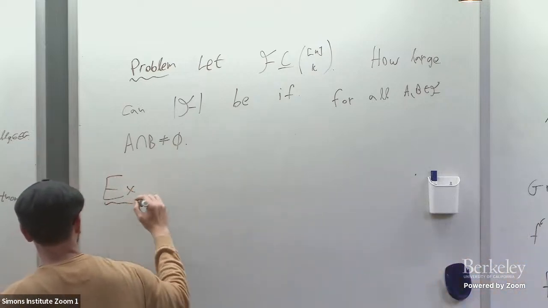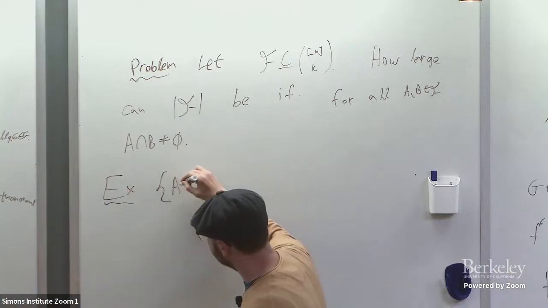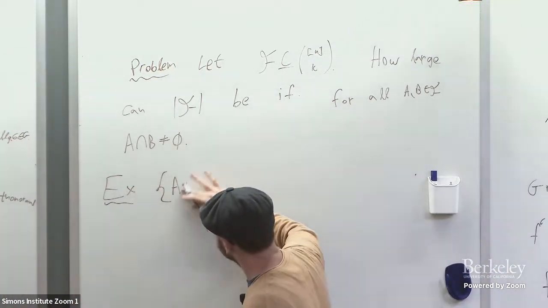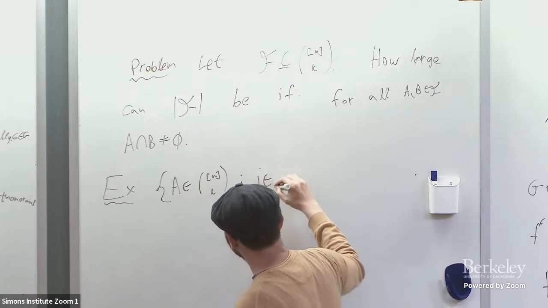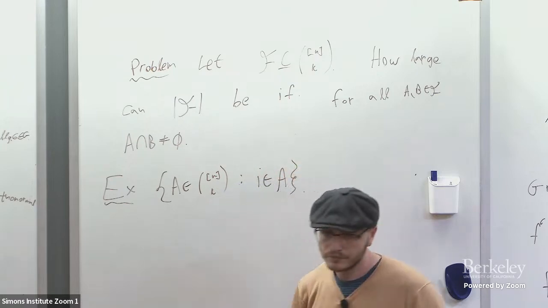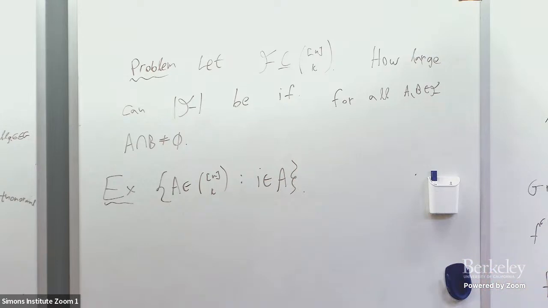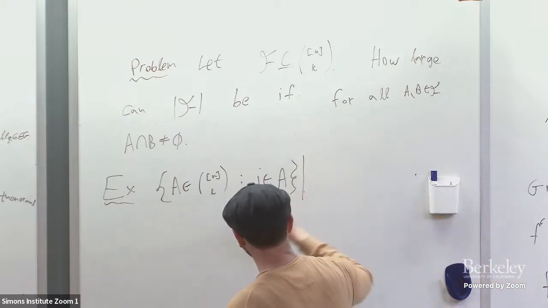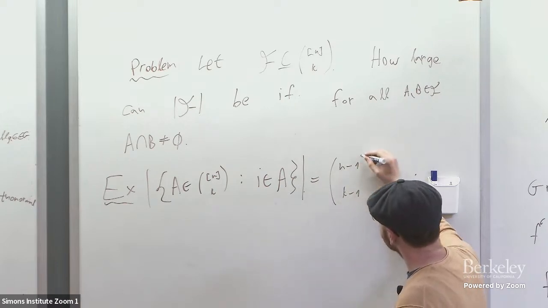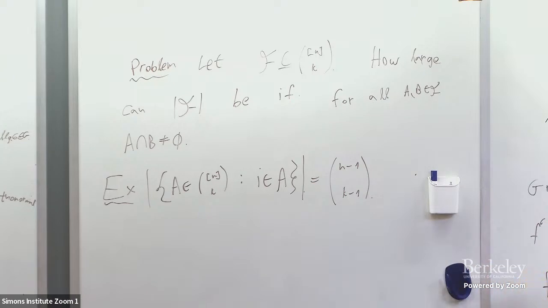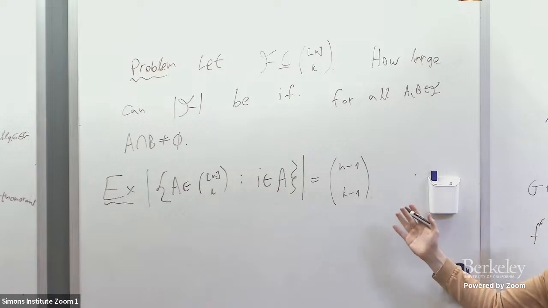One example of such a family, we can take the family of all sets A such that i is in A. If we take its size, this is going to be n-1 choose k-1. And the Erdős-Ko-Rado theorem says that this is the largest intersecting family.